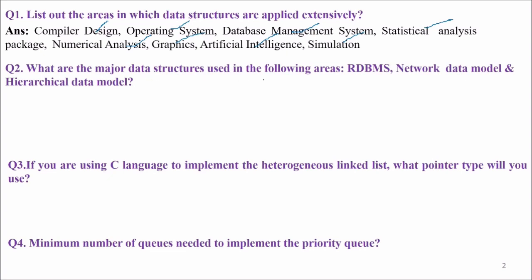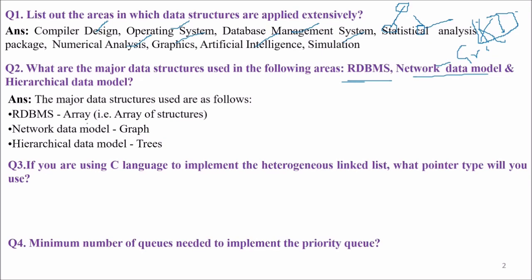What are the major data structures used in the following areas? RDBMS, network data model and hierarchical data model. In network, the best would be graph because it easily emulates the structure. Hierarchical, the best will be tree. And RDBMS, the best is array of structures. RDBMS, array of structures; network data model, graph; hierarchical data model, trees.